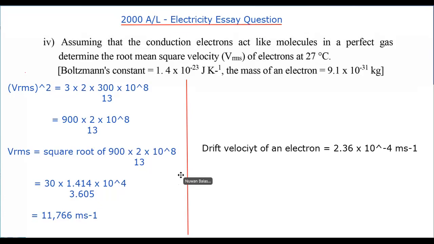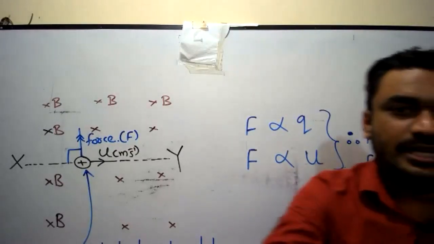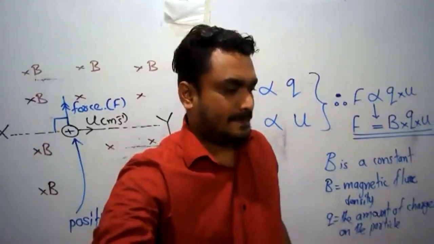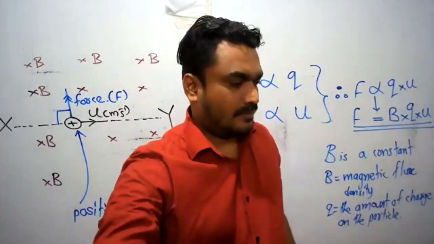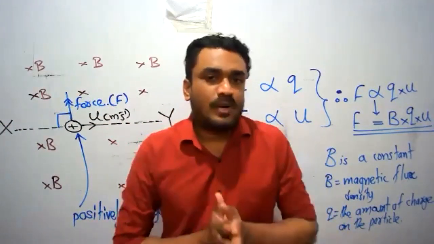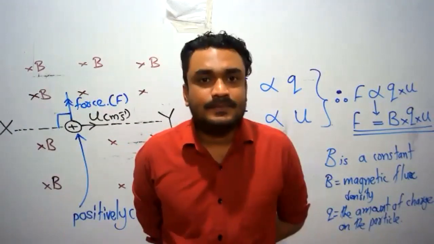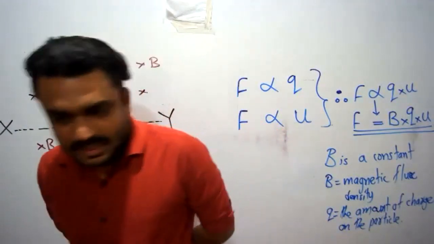Okay, what is drift velocity? Somebody unmute the mic and tell me what the drift velocity is. The average velocity of a charged particle. What is drift velocity, dear? It's an average velocity of a charged particle when it is moved due to the influence of an electric current. Am I right, dear? What is drift velocity?